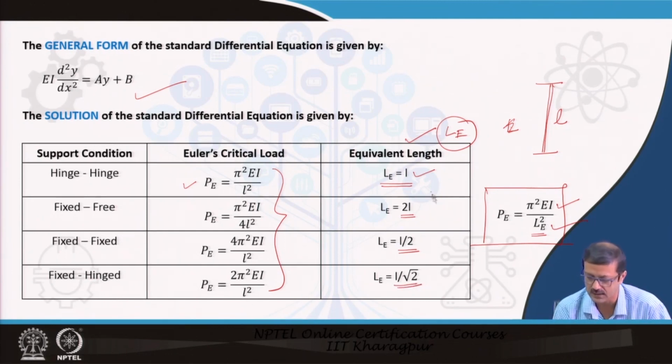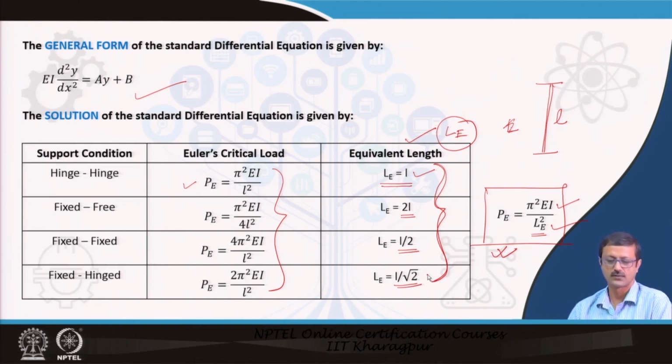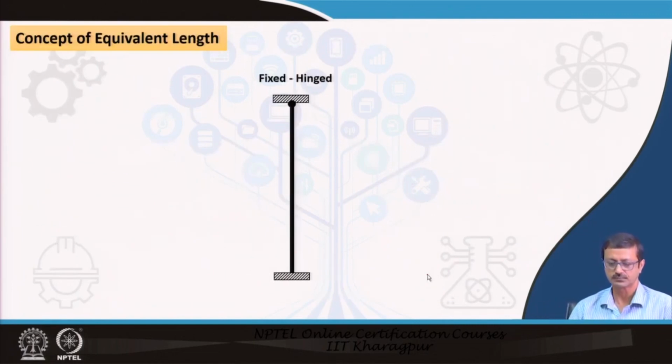So, you have to remember this formula, and you have to remember these 4 equivalent lengths and the length comparison for the 4 different types of support systems. Then we can solve the problem. Now, we have to understand what this equivalent length actually is.